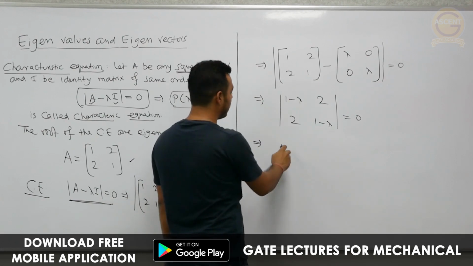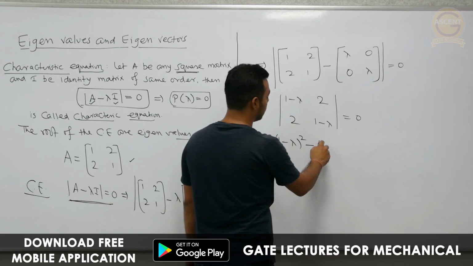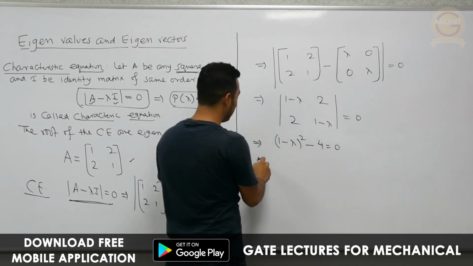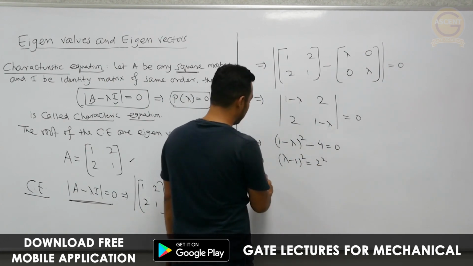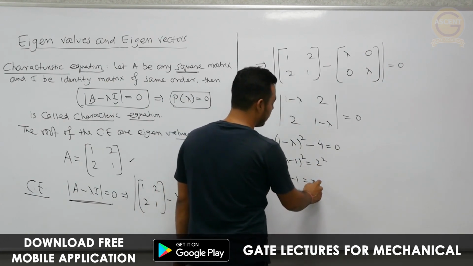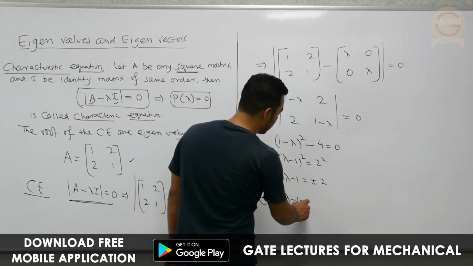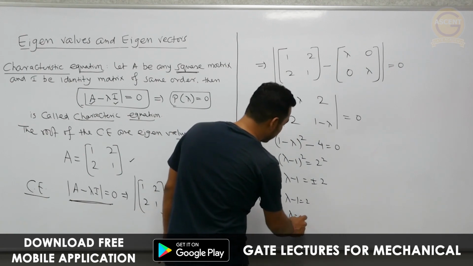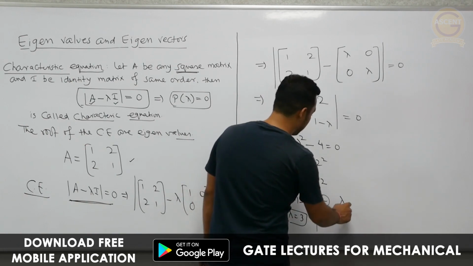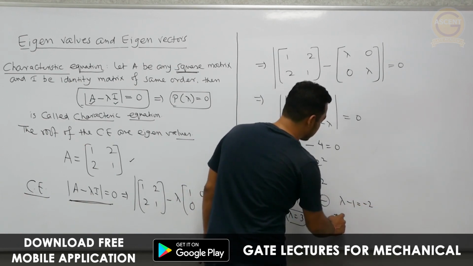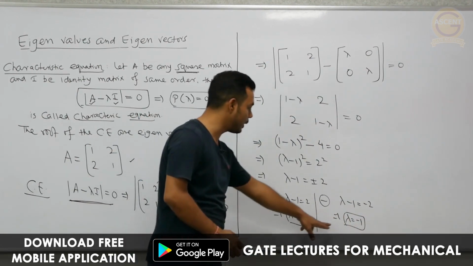If I expand this determinant, I get (1 minus lambda) square minus 4 equals 0. So this means (lambda minus 1) square equals 2 square, which means lambda minus 1 will be plus or minus 2. If you take the positive sign, then lambda minus 1 is 2. This means the value of lambda is 3. So one of the eigenvalues is 3. And if I take the negative sign, then lambda minus 1 is minus 2. So the value of lambda will be minus 1. So these are the two eigenvalues, minus 1 and plus 3.